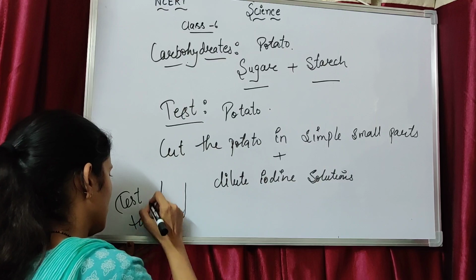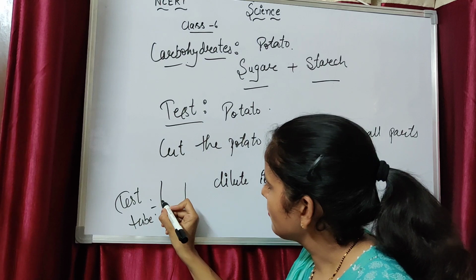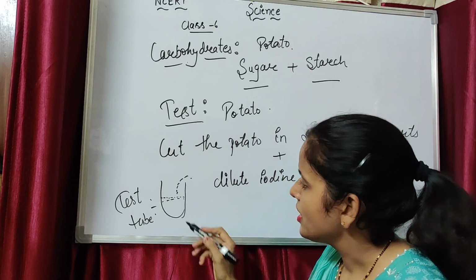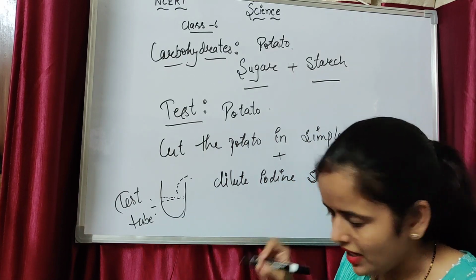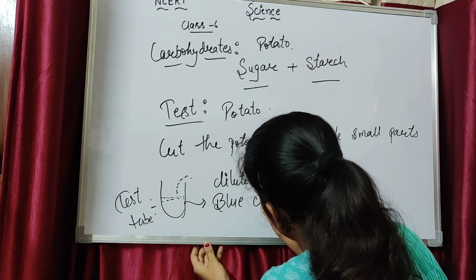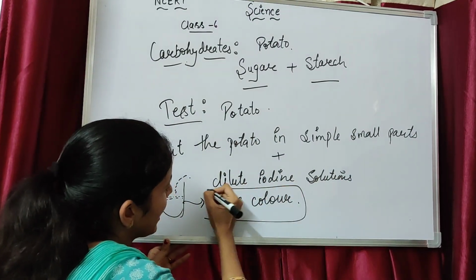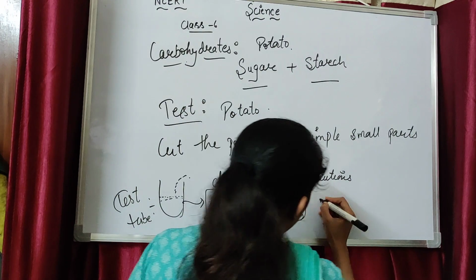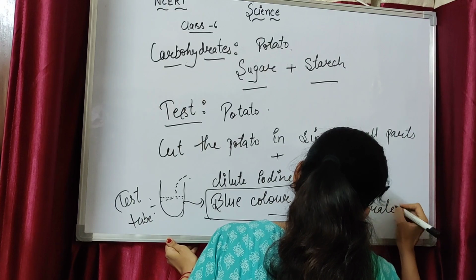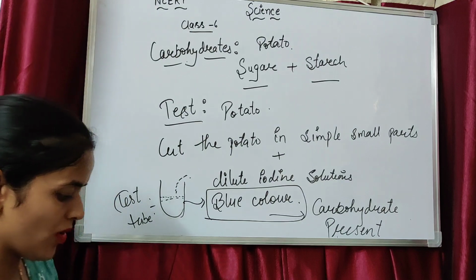This is a test tube. You must have seen it in the lab; if not, you will see it later. Fill the test tube with the potato pieces and add a drop of iodine solution. So what will happen? The solution turns blue in color. This blue color indicates that carbohydrate is present.